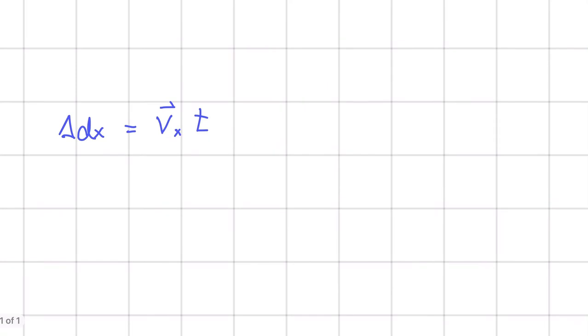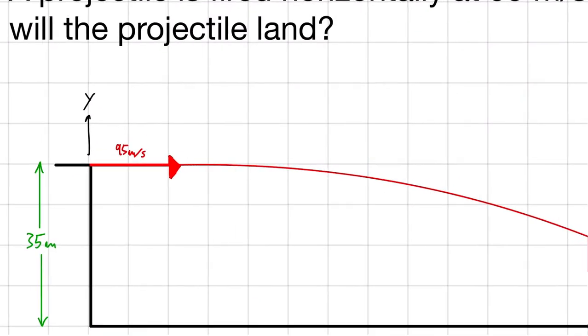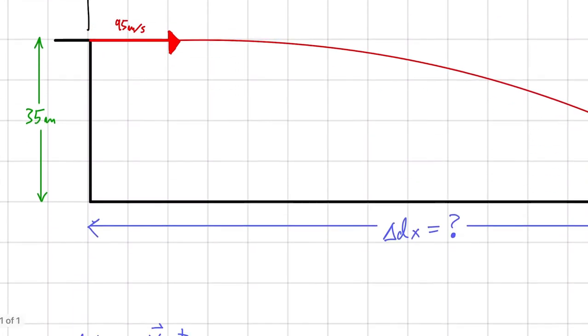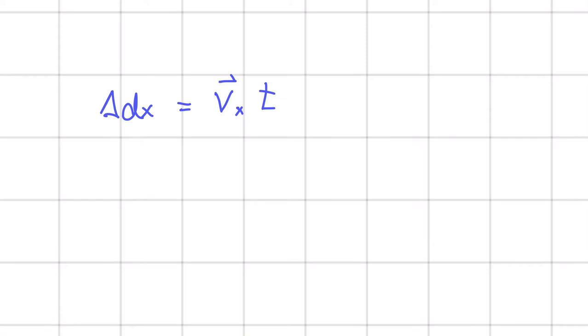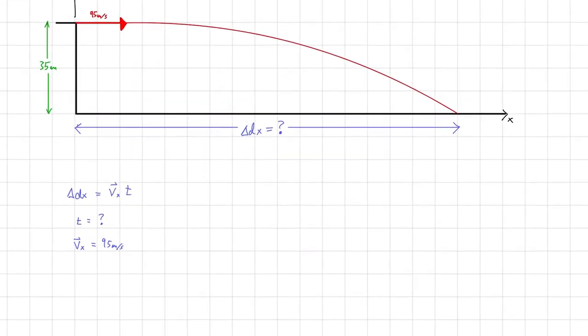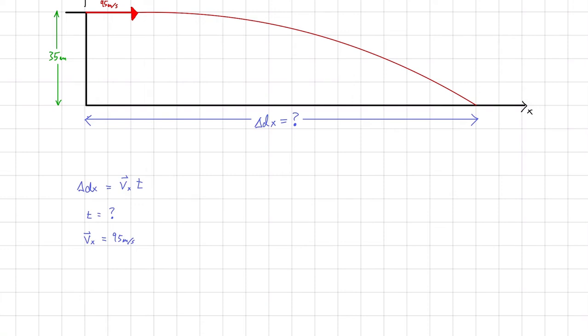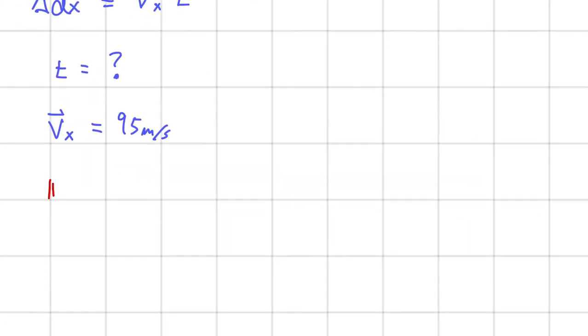And we know this value, right? The velocity in the x direction, because our object is fired horizontally. This is the velocity in the x direction. So we know that, but what is t? T, we don't know. I'm going to write this, that we do know Vx. Vx is equal to 95 meters per second, right? Now the next question is, how do we find t?